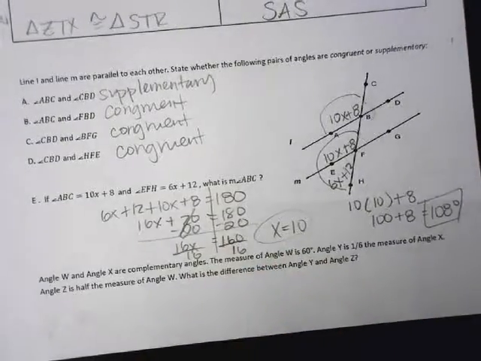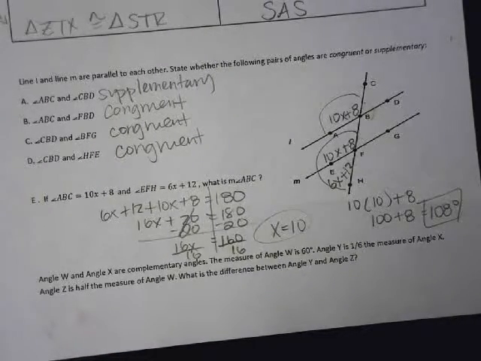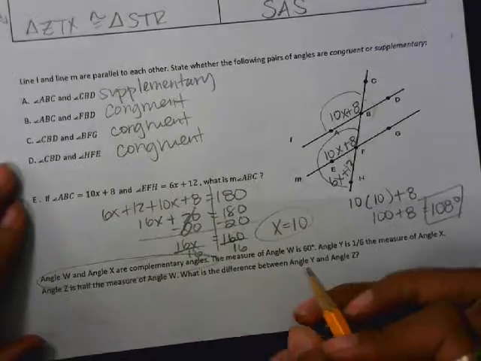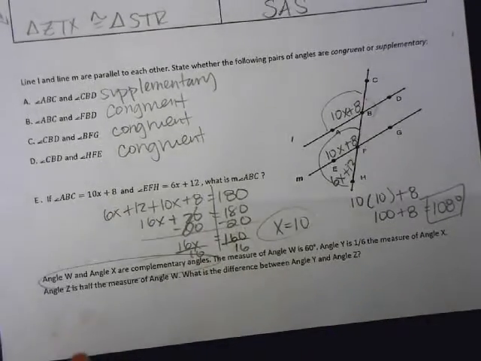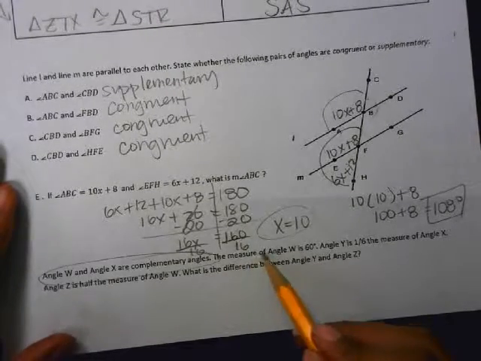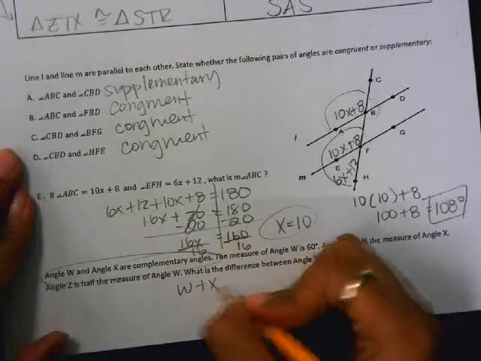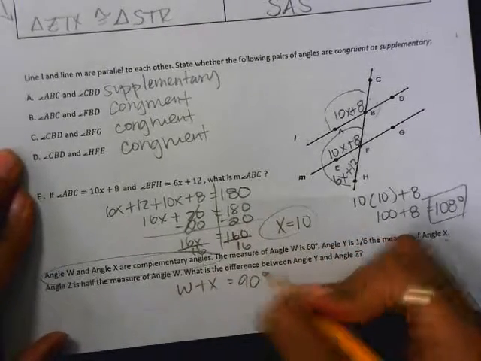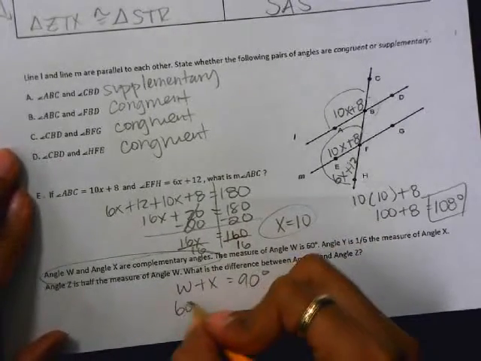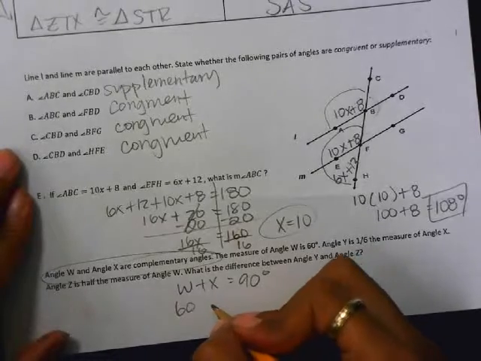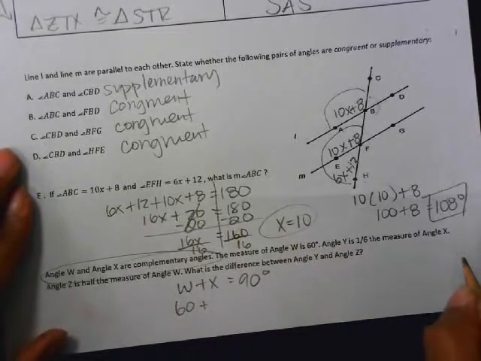So angle W and angle X are complementary angles, which means they sum to 90 degrees. Now the measure of angle W is 60, so I'm going to write this down. W plus X is 90 degrees. W is 60, and angle Y is 1/6 of X. Angle Y is 1/6 of X.